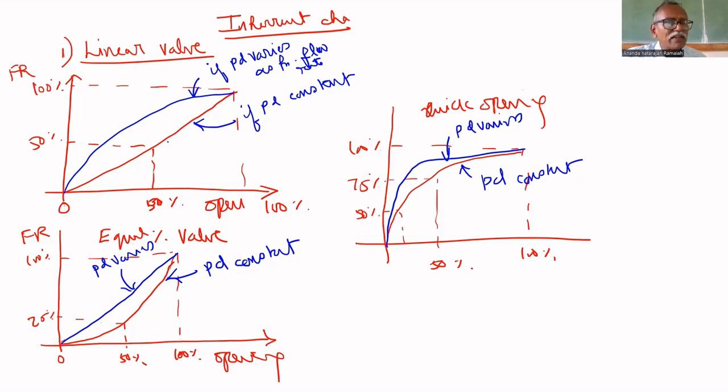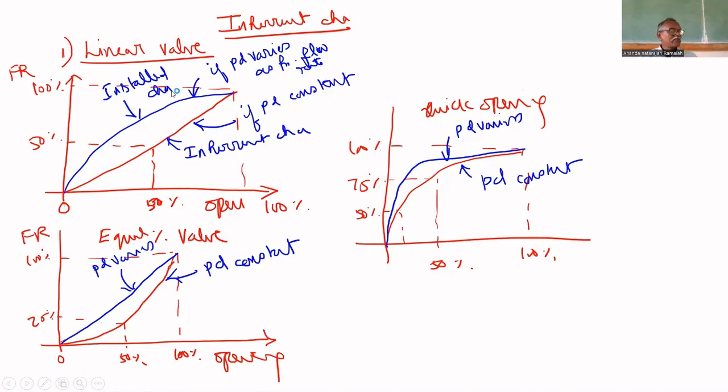When the pressure drop is constant, this is called the inherent characteristics. This one is called the installed characteristics. If you install the valve in a line, it becomes like this; that's why it is called installed characteristics. If the pressure drop across the valve is constant, then it is a linear valve; that's why it is called inherent characteristics. The inherent nature is linear, but under installed conditions it is not linear.